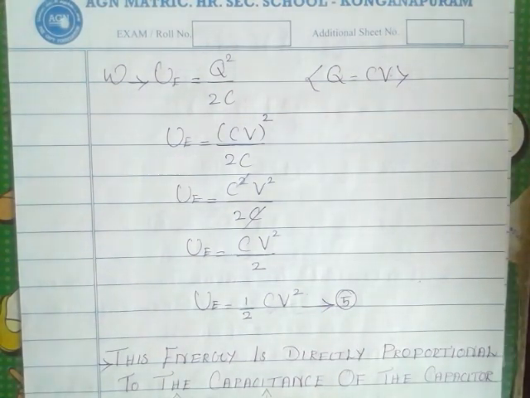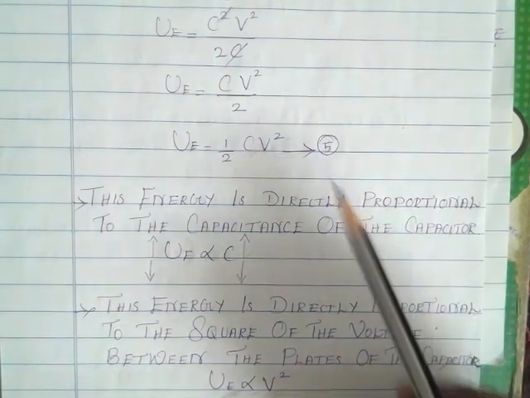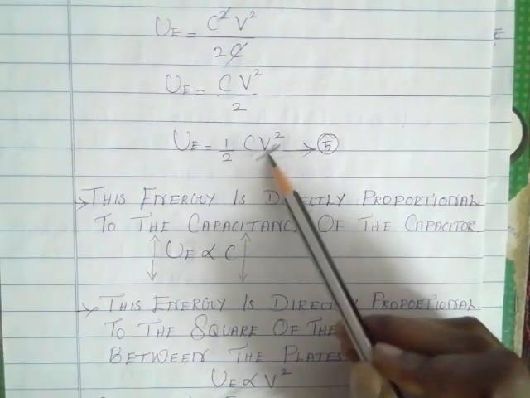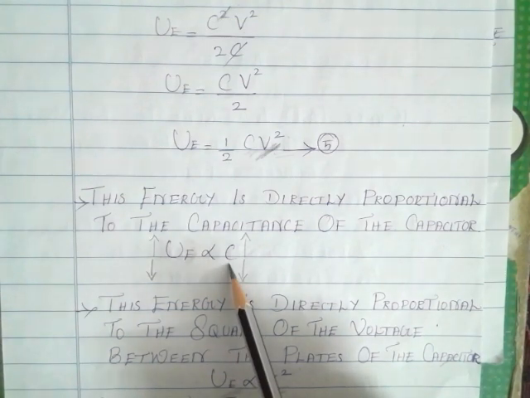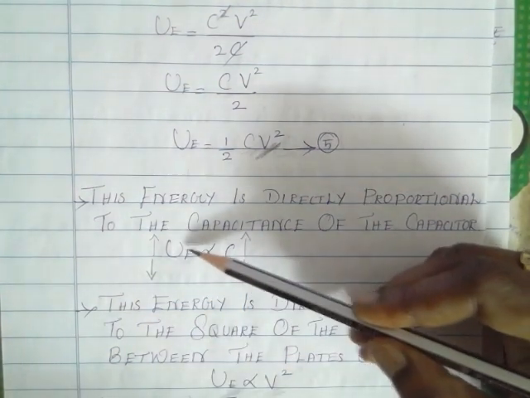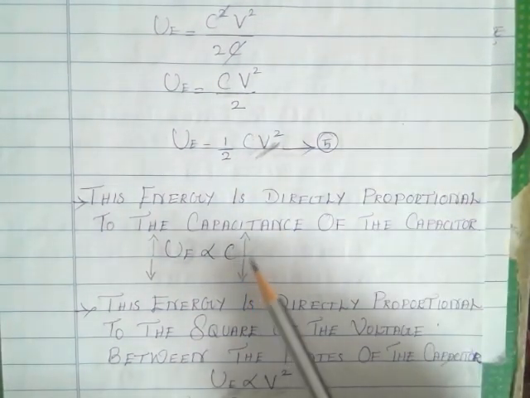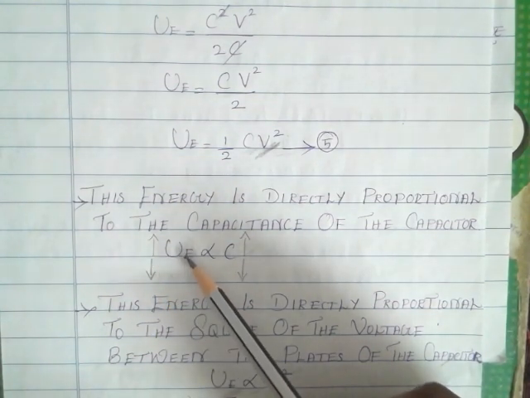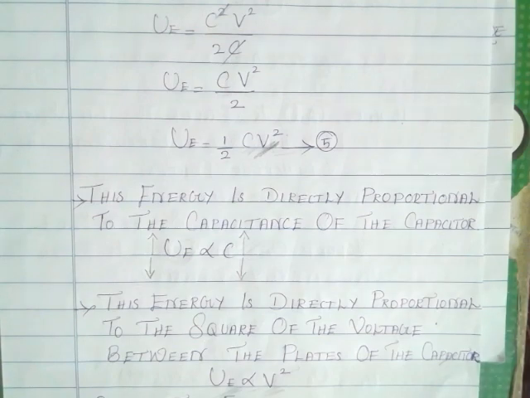This is equation number 5. This energy is directly proportional to the capacitance of the capacitor when the potential difference between the two plates of the capacitor is constant. That is why UE is directly proportional to C. Suppose the value of UE increased, it means automatically the capacitance of that capacitor increased. At the same time, if the electrostatic potential energy stored in that capacitor decreased, it means automatically the capacitance of that capacitor also decreased.